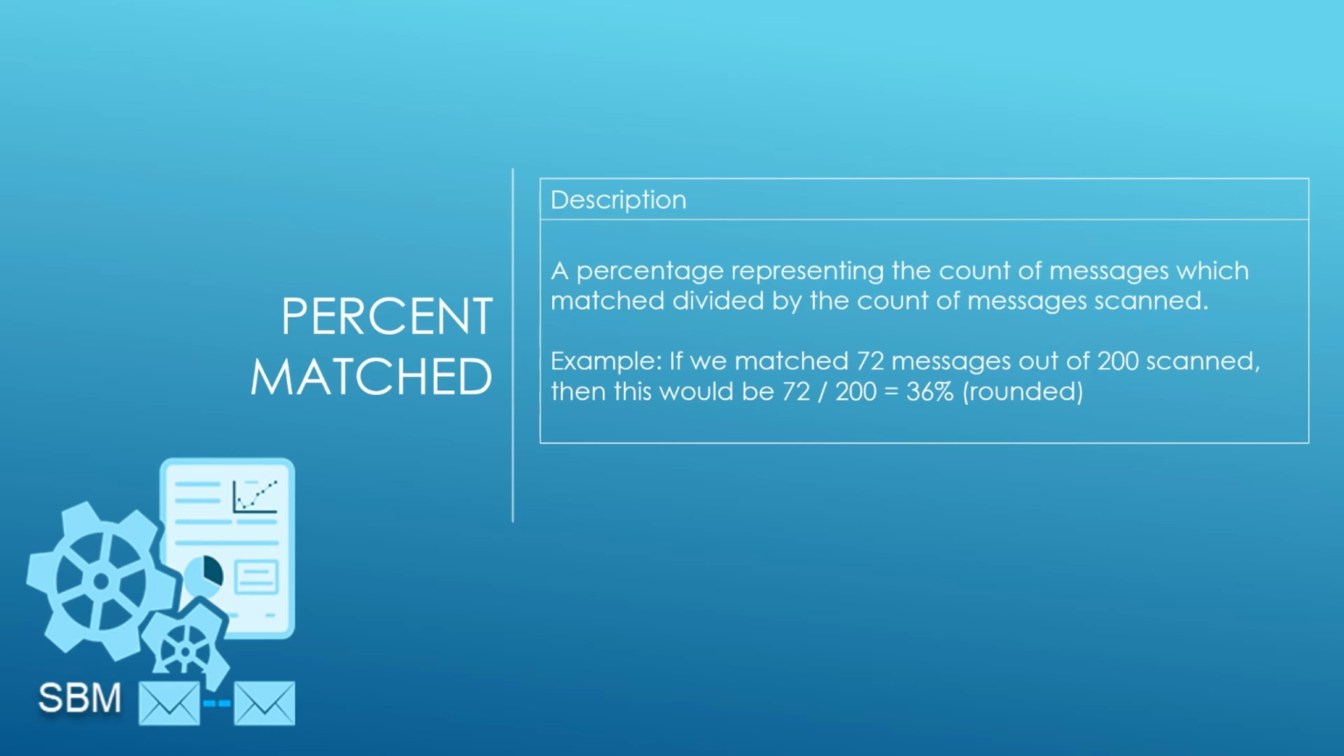The next is % matched. This is a percentage representing the count of messages which matched divided by the count of messages scanned. Continuing our example, this would be 72 divided by 200. The result would be 36%. This is a rounded whole figure and so would show as 36.